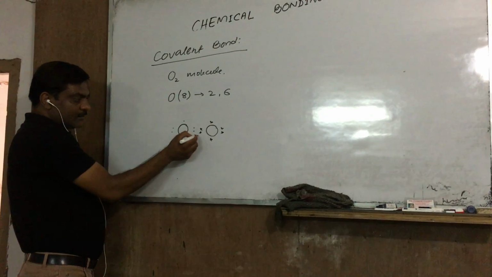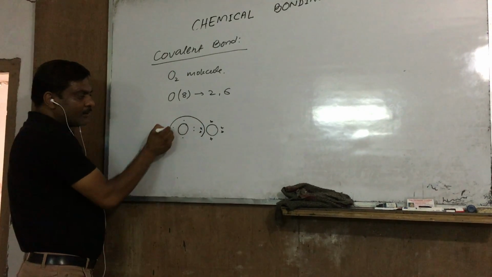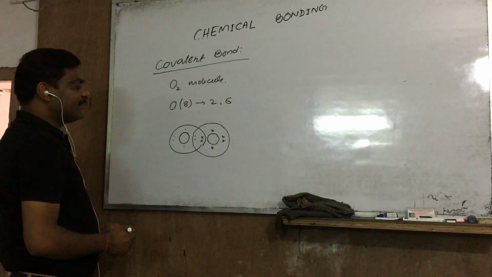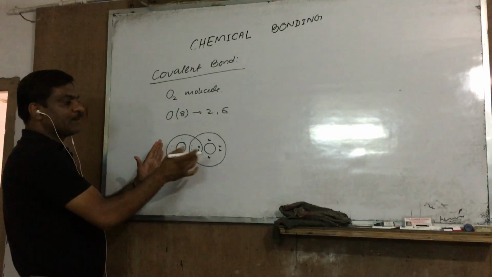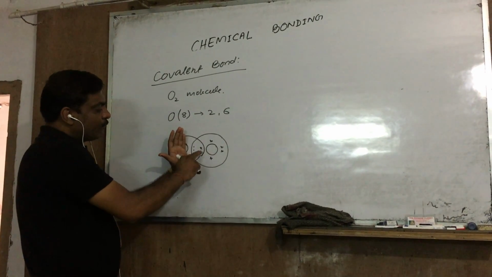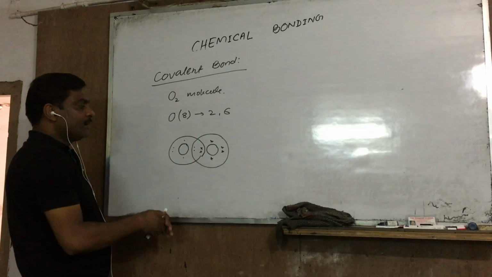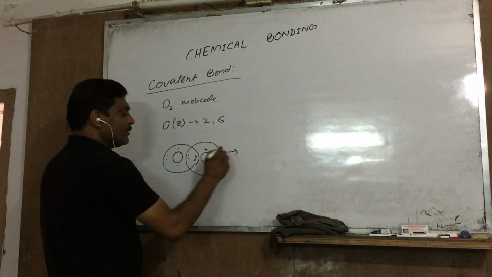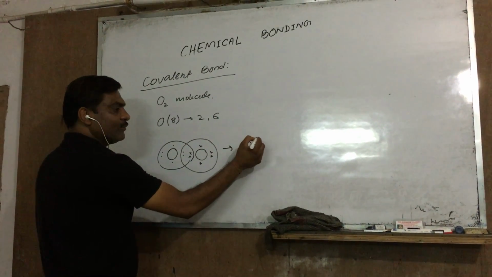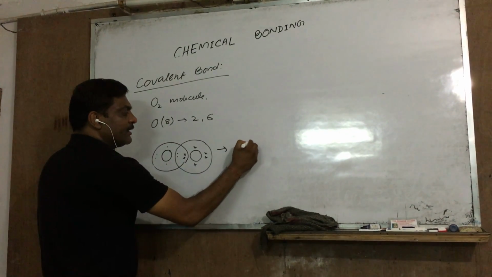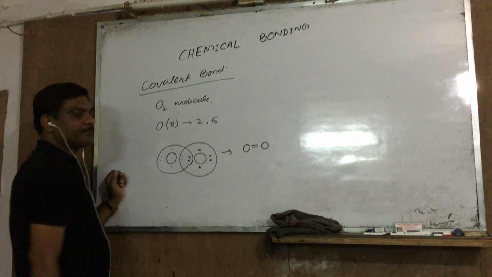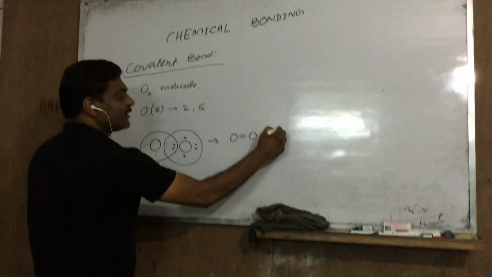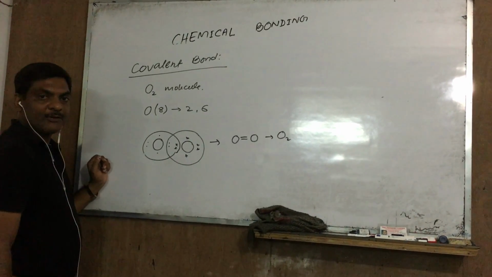Now, there is the mutual sharing of 2 pairs of electrons between these two atoms, and by sharing these electrons, both the atoms become stable. Now, this atom has 8 electrons in its outermost orbit, and these two atoms get aggregated together as O2 molecule with double covalent bond between them. Agreed? So this is the covalent bond, and the molecule thus formed is the covalent molecule.